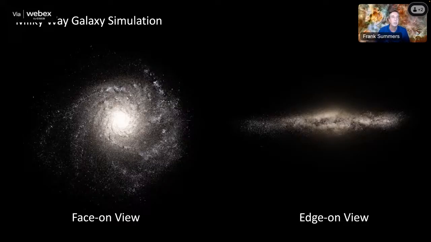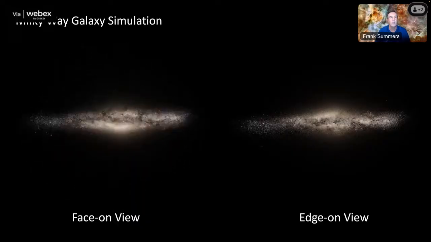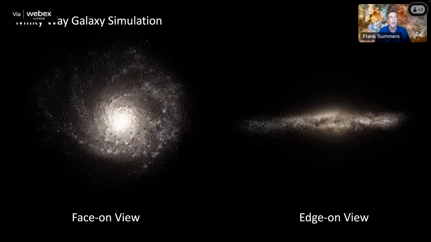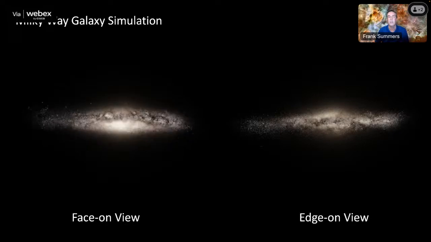Why a simulation? Because, well, we can't look at the Milky Way galaxy from above because we're inside it. So on the left is the face-on view of this simulation, and on the right is the edge-on view. And I'm going to spin that face-on view, and you're going to see it spin around. And so here's another face-on view, and then you get that edge-on view.